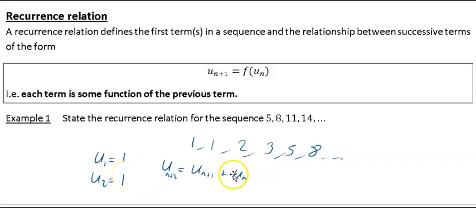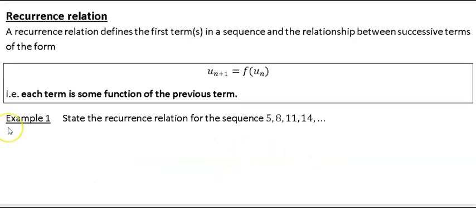Okay, we're going to look at this example here. First example here is state the recurrence relation for the sequence. Bit of a strange one here. Not really any need to use a recurrence relation for this one, but they've asked for it, so let's go for it. So here, my first term is 5, so you've got to state what your first term is.